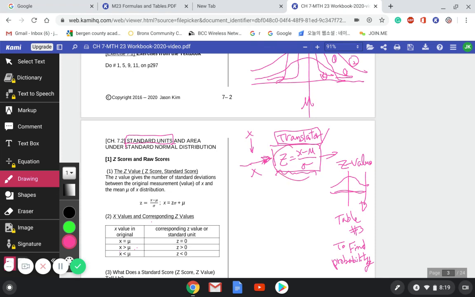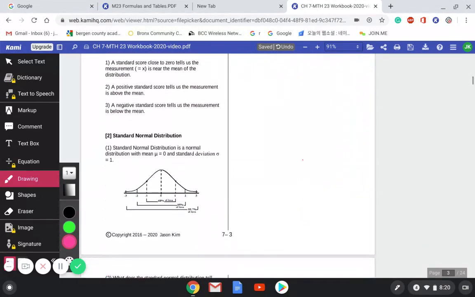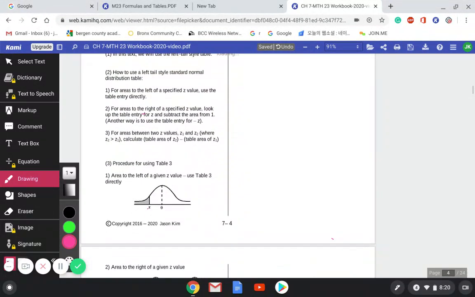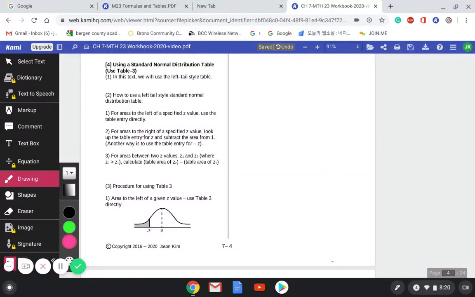So now at this time we're going to practice how you translate the x into z values. Okay. So now let's do some practice. By the way, to utilize the z value, the table number 3 is organized in such a way that it comes from the left to right.